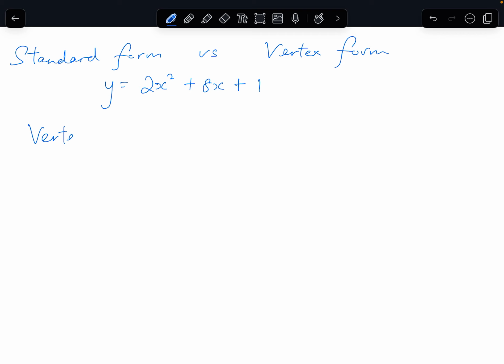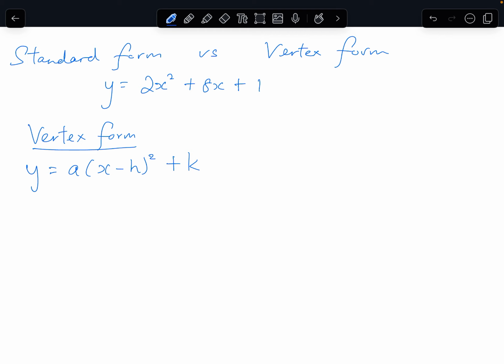Now, a quadratic graph can be written in different forms. So we could have the vertex form, the standard form, or even the factorized form. Now, the vertex form for a quadratic graph looks something like this, which is y equals a(x minus h) squared plus k. Now, this looks very intimidating because we're looking at three different parameters. We have a, h, and k.